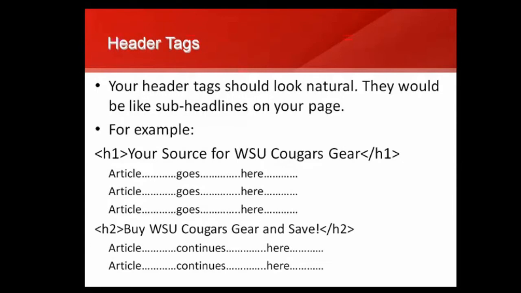So, for example, I'm a Washington State Cougar fan. I attended the school, and so here's an example. Your source for WSU Cougars gear. That's my keyword phrase, WSU Cougars gear. That would be like my H1 tag. Notice it's kind of big and it stands out at the top. And you can edit this by simply finding, inside your view source section, inside your content. You can also modify this within WordPress in the code view section, in the code view of WordPress.